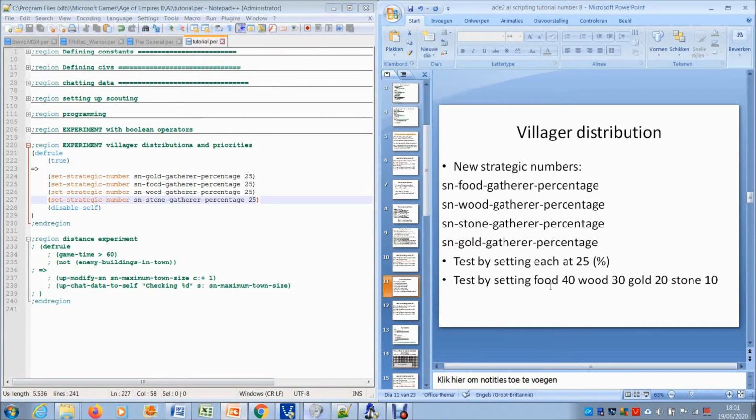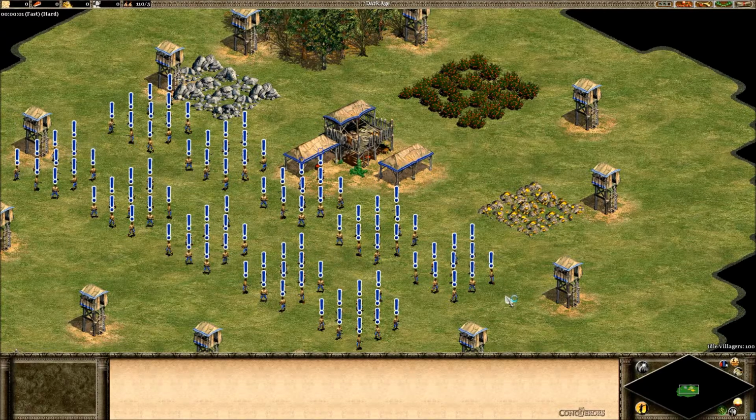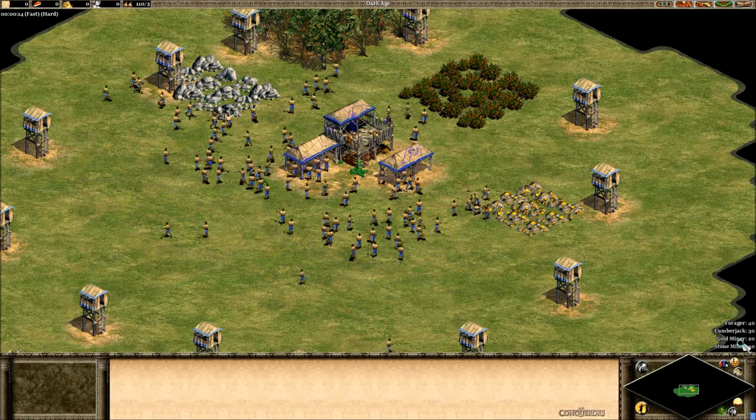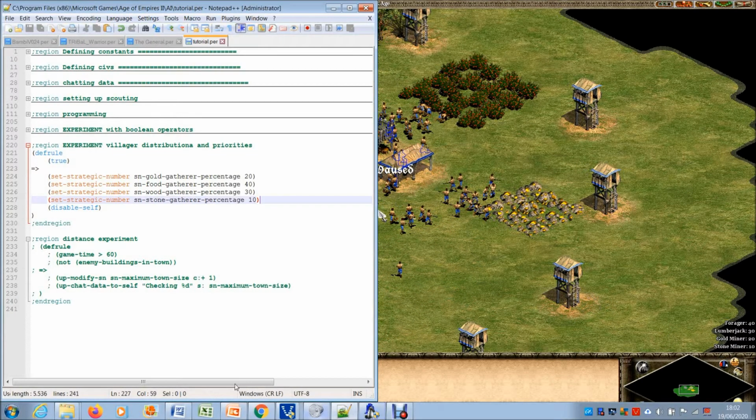The next test will be by setting food at 40, wood at 30, stone at 10, and gold at 20, so the total, 40, 70, 80, 100, is the sum. We've saved. Hopefully it gives the results we want. 40% on food, 30% on wood, 20% on gold, and 10% on stone. This is what we programmed. This is excellent news.